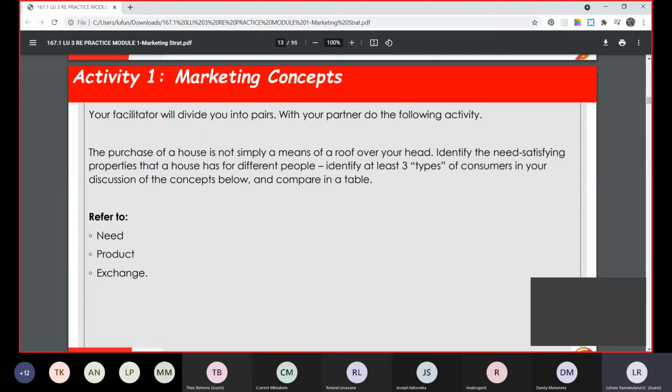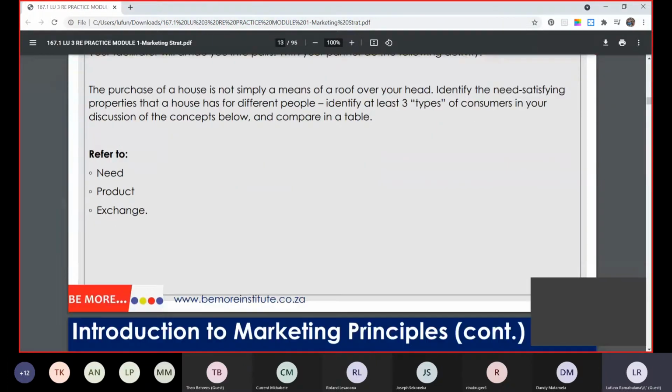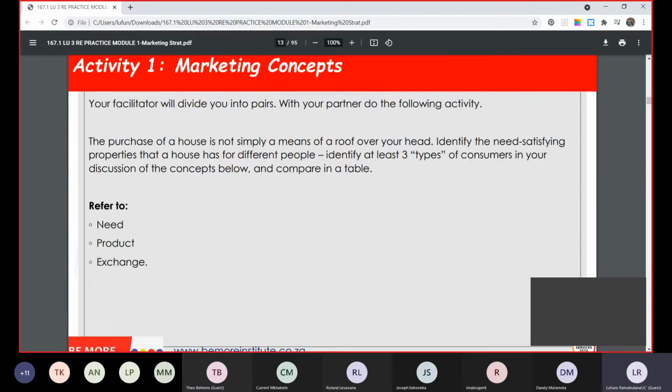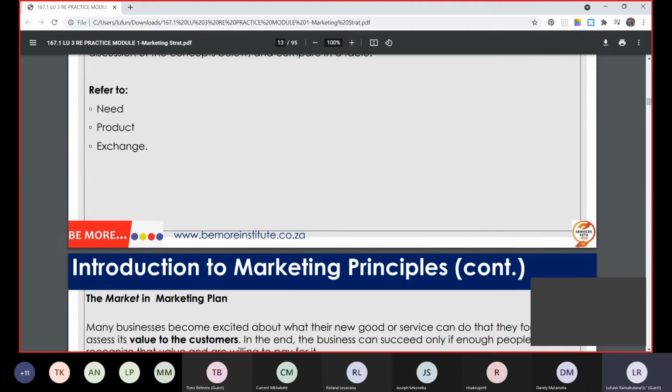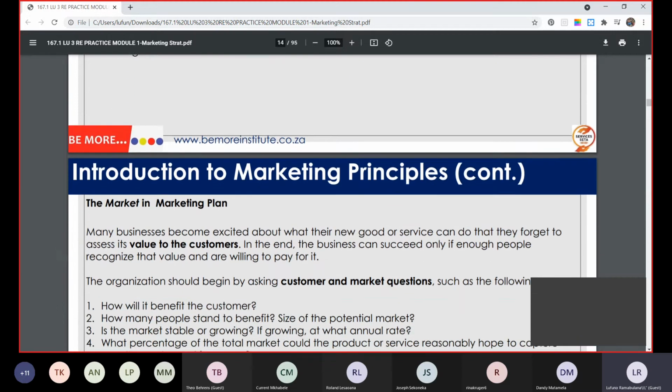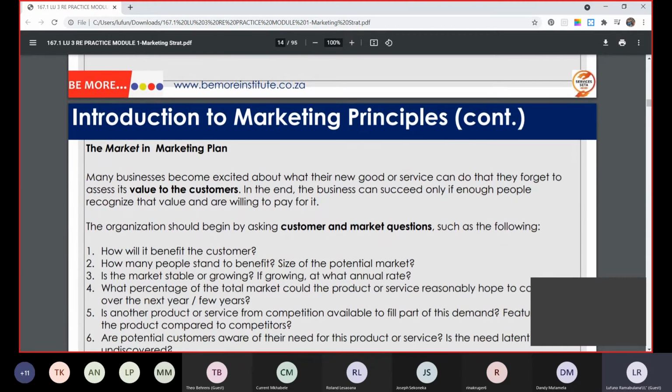Identify at least 3 types of consumer in your discussion, and compare them on the concepts below in the table. So you look at those 3 concepts that we spoke about: your need, the product, and the exchange. This is the activity I don't want us to necessarily go into for now, but we'll get another activity going forward.